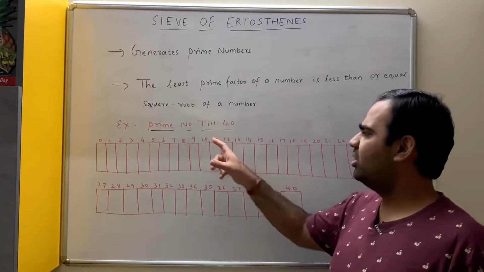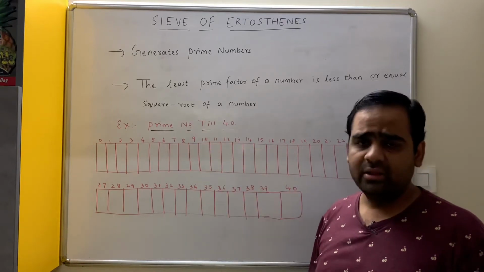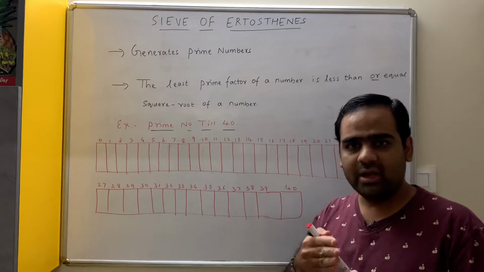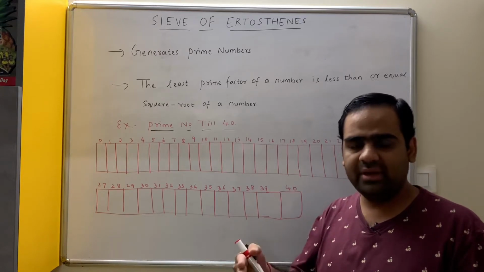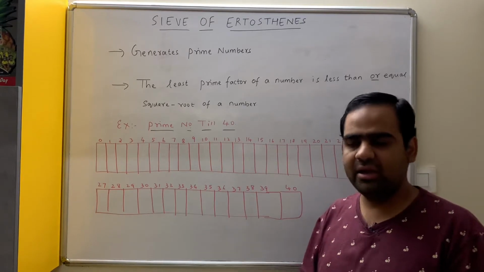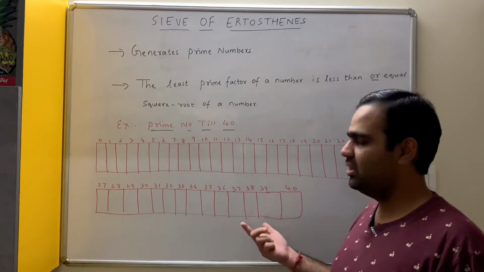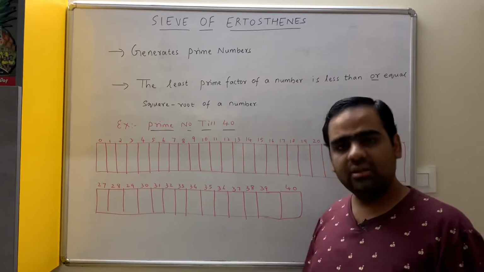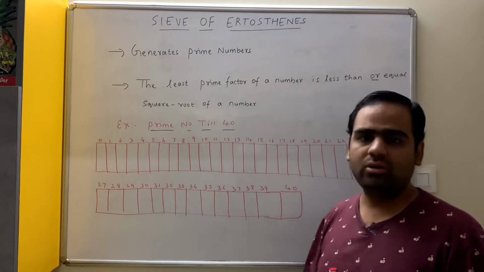Say, for example, we want to generate the prime numbers till 40. Generate means what? Prime numbers till 40 are 2, 3, 5, 7, 11, 13, 17, 19, 23, 29, 31, 37. These are the prime numbers till 40 and we want to generate them.